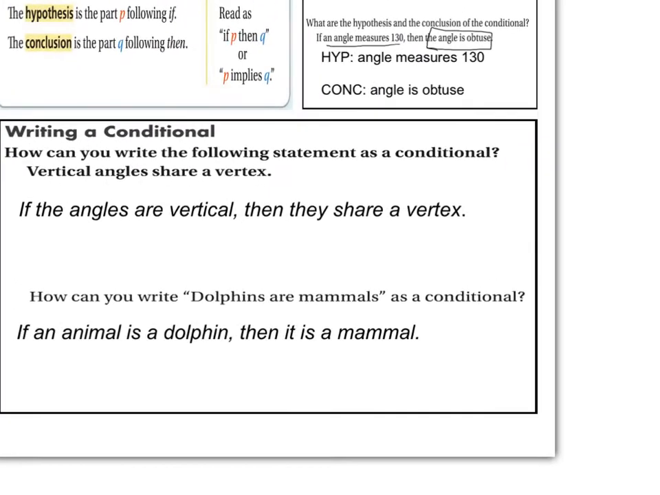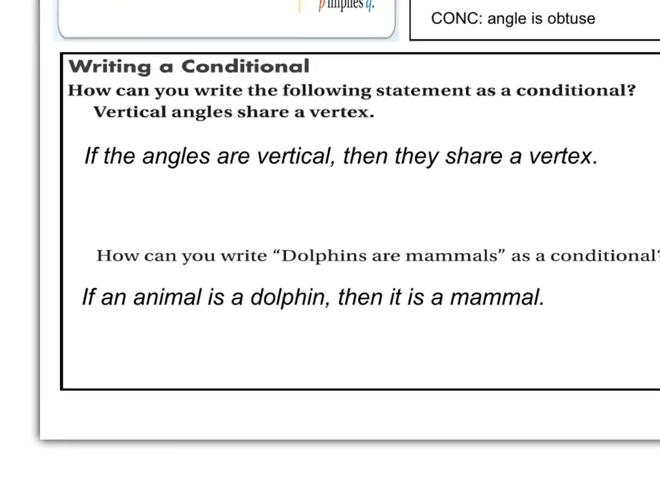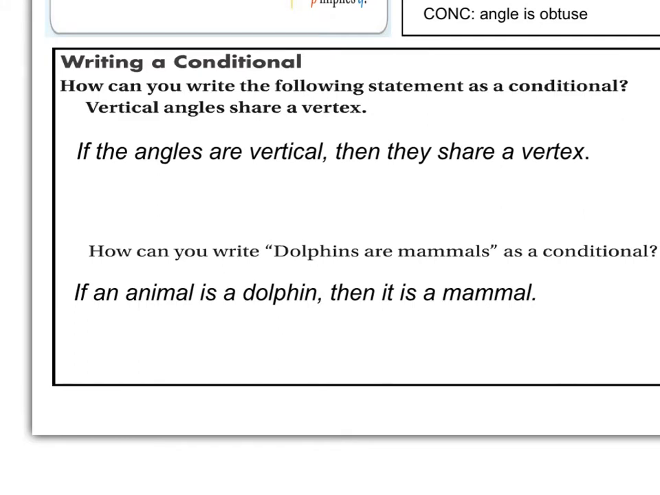We've talked about identifying hypothesis and conclusion. Now let's actually write a conditional. How can you write the following statement as a conditional? The statement is: vertical angles share a vertex. What I've written here in italics is how you would write the conditional statement. If the angles are vertical, then they share a vertex. Again, an if statement, a then statement. The hypothesis would be the angles are vertical. The conclusion would be they share a vertex.